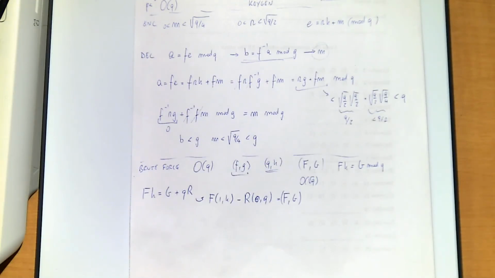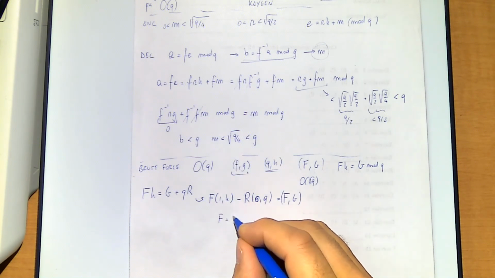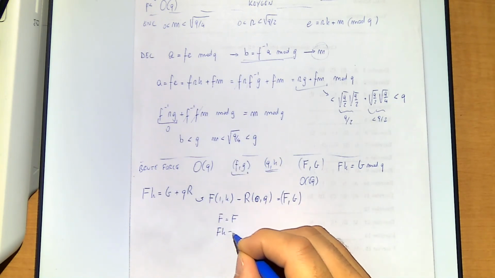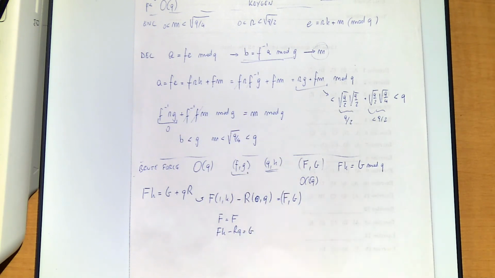Okay? This makes sense, because F minus 0 is equal to F, and FH minus RQ is equal to G, if you look component by component. So the first one is basic, F equals F, and the second one is FH minus RQ equals G. We can think of this as being multiples of these two vectors that are known, right? H is known and Q is known.